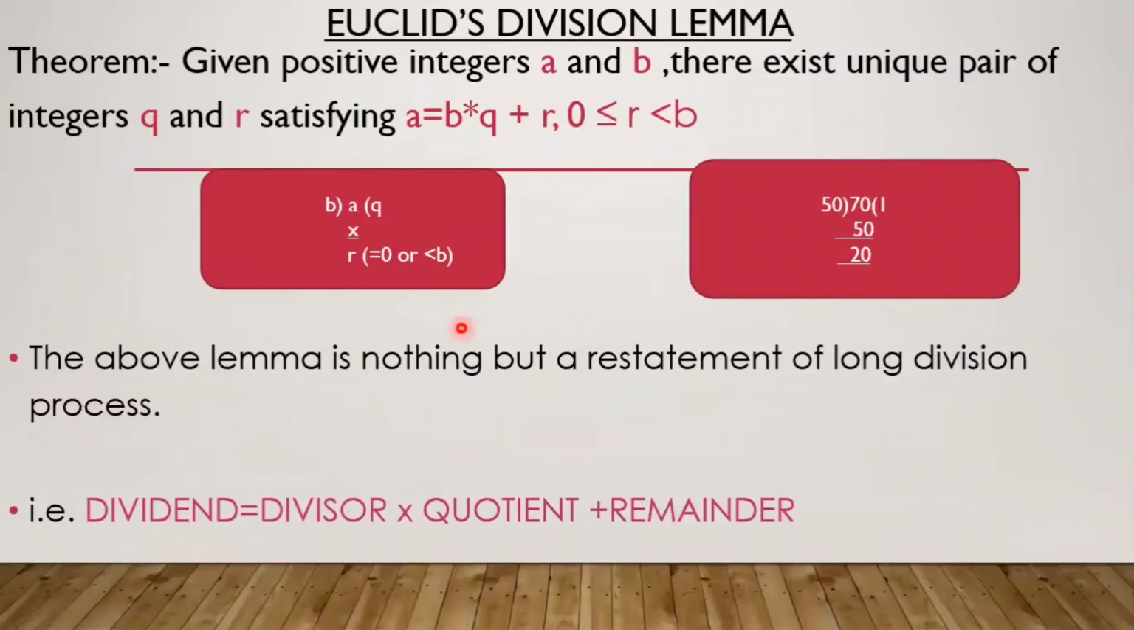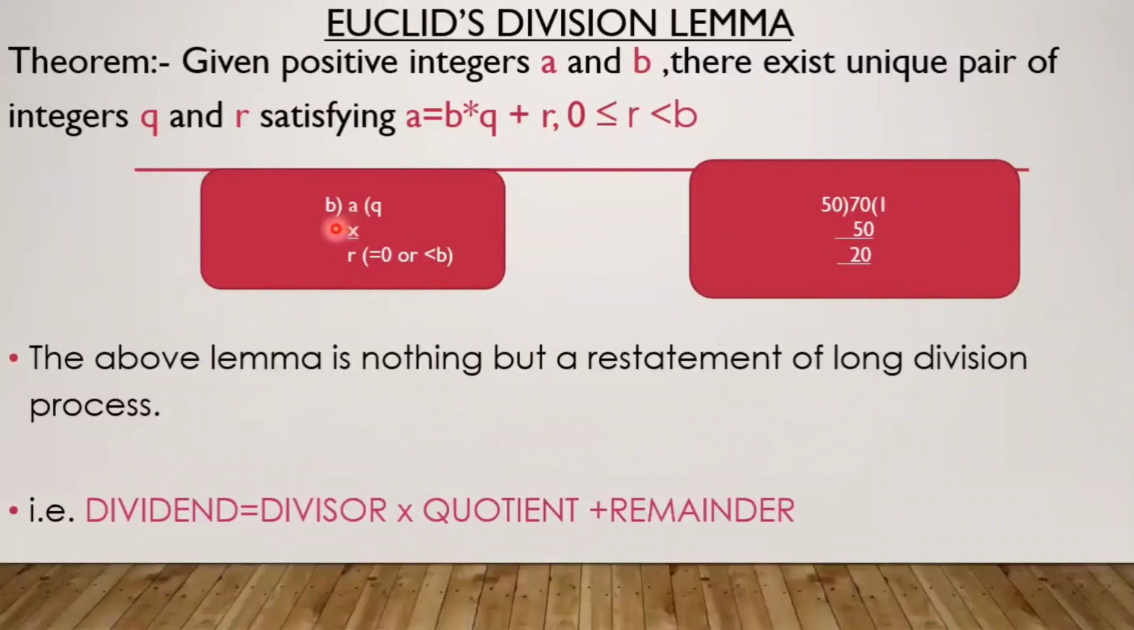The theorem of Euclid's division lemma is: given positive integers a and b, there exists a unique pair of integers q and r satisfying a equal to b into q plus r, where 0 is less than or equal to r, less than b. Here it states that any positive integer a can be divided by another positive integer b in such a way that it leaves the remainder r.